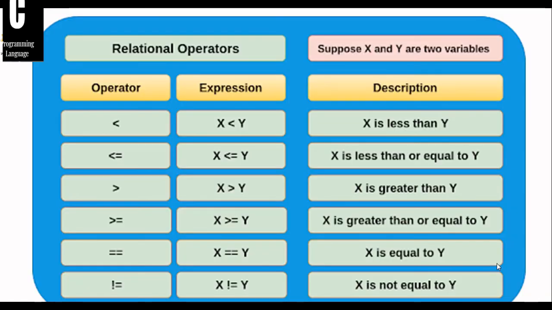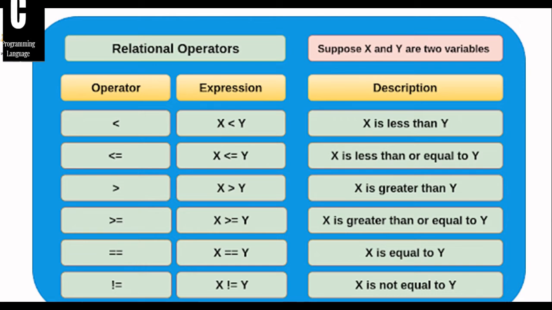Then here is the relational operator. Here we are using this less than or less than equals to. We can represent this as x less than equals to 1, which means x is less than or equal to 1. Then greater than, x greater than 1, x is greater than y, or greater than equals to. This is a comparison operator.